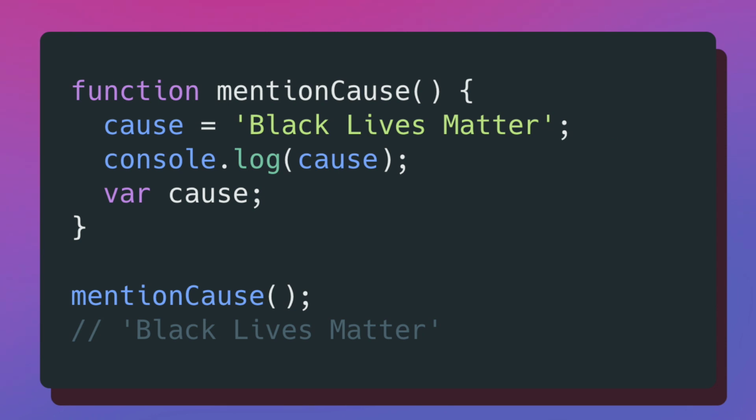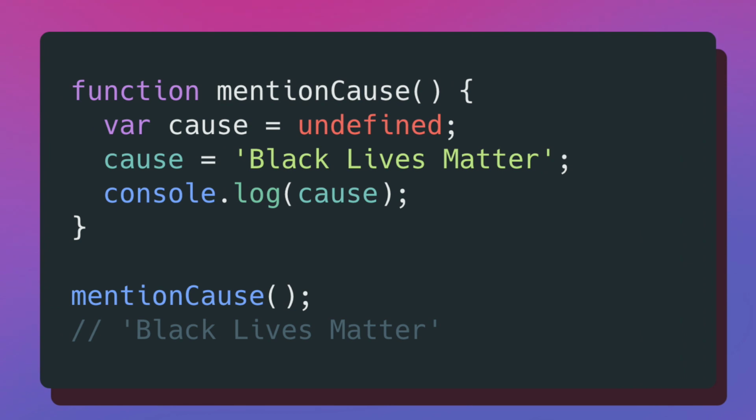This is totally valid since JavaScript will hoist all of our variable declarations to the top of its local scope before code execution. So this code block will get interpreted as something like this, where we see that we have our var cause assigned to undefined and then it's getting assigned to our Black Lives Matter string. And then after that, we can print it out.